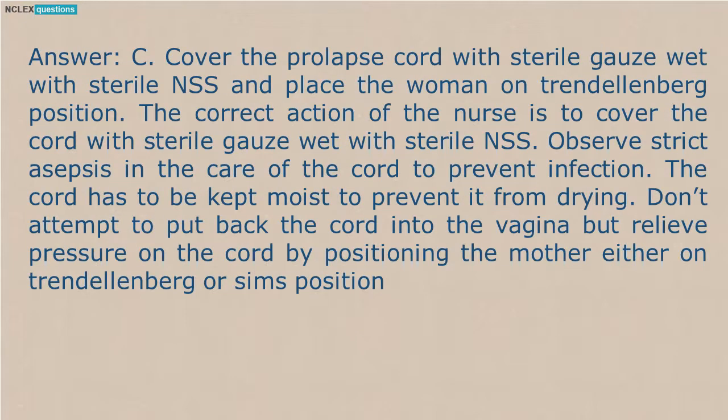Answer, C. Cover the prolapse cord with sterile gauze wet with sterile NSS and place the woman on Trendelenburg position. The correct action of the nurse is to cover the cord with sterile gauze wet with sterile NSS. Observe strict asepsis in the care of the cord to prevent infection. The cord has to be kept moist to prevent it from drying. Don't attempt to put back the cord into the vagina but relieve pressure on the cord by positioning the mother either on Trendelenburg or Sims position.